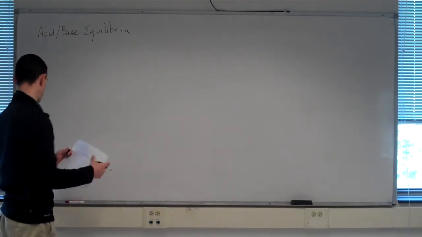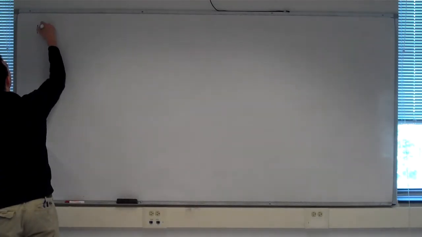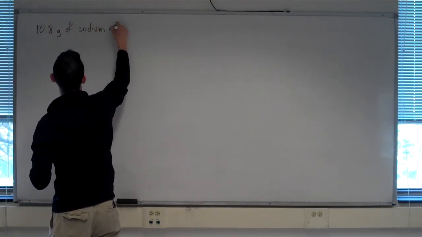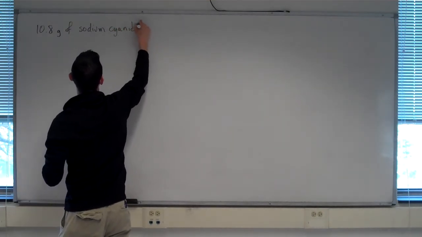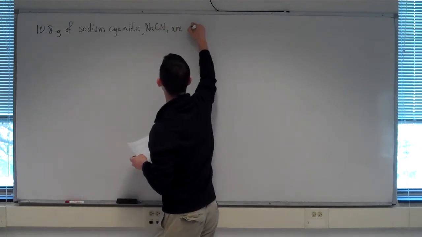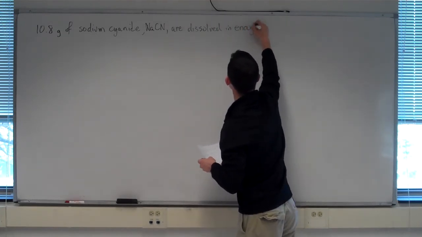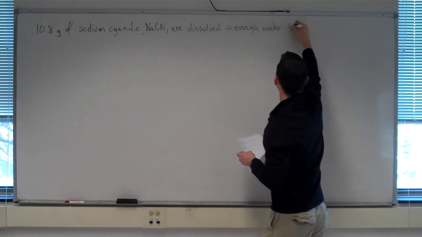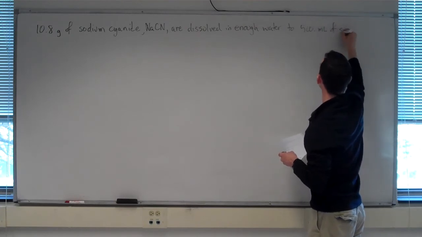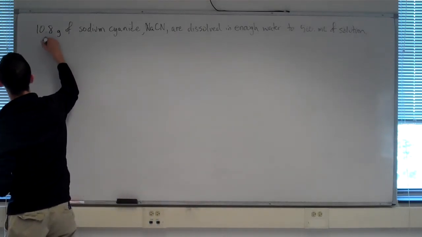Okay, it's the wordiest one. 10.8 grams of sodium cyanide, which is NaCN, are dissolved in enough water to make 500 milliliters of solution. What is the resulting pH?